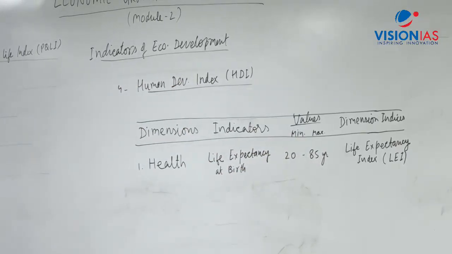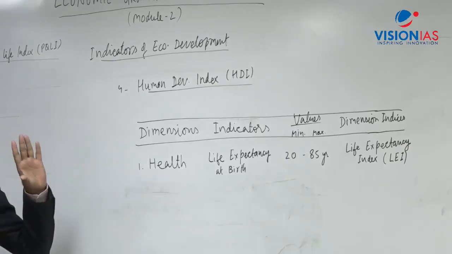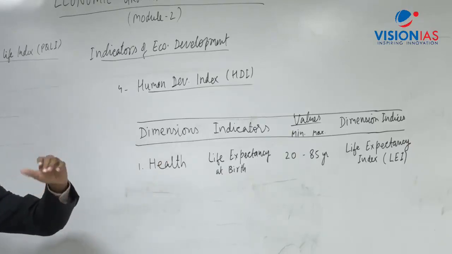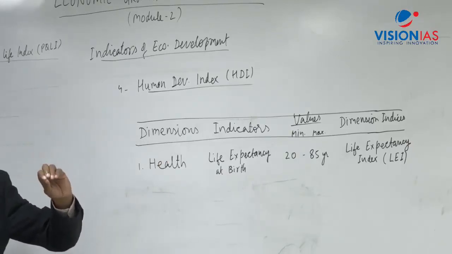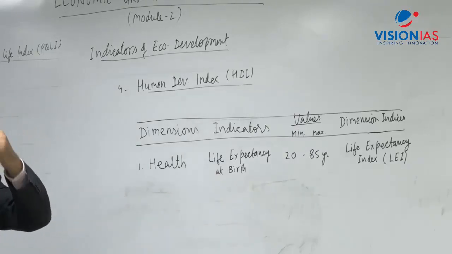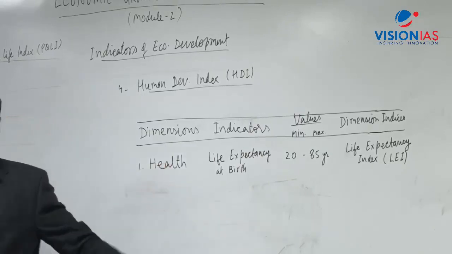Okay, I repeat, for example, the dimension is health. How do we measure health? By life expectancy. But here they have taken it at birth. So normally when we say life expectancy, we mean at birth. It means how many years a newborn child is expected to live if similar socio-economic conditions will prevail throughout the child's life. So what is the average lifespan of people?